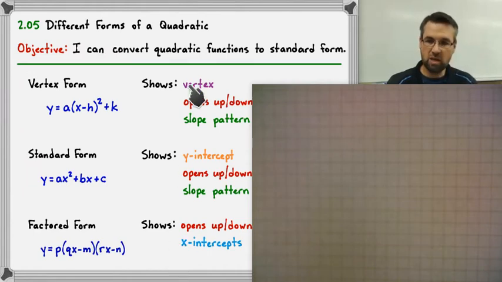So each one of these forms shows us different things. This shows us our vertex, a specific point. This shows us where the parabola crosses the y-axis. This shows us where the parabola crosses the x-axis. So you can see the value in each of those forms.